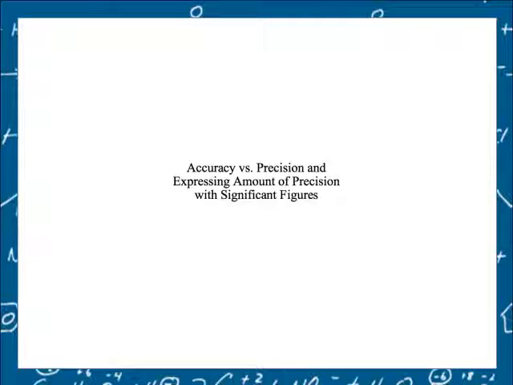In the first video, we looked at the difference between accuracy and precision, and now that we sort of understand that difference, we're going to look at how we express the amount of precision that we have, say, in a data set from a lab, using an agreed-upon series of rules that we call significant figures, or sig figs for short. And if you're in one of my integrated classes, I've been referring to this as topic 3B.